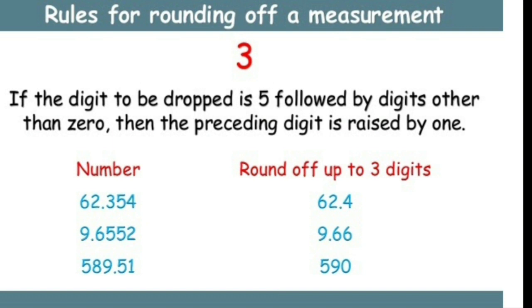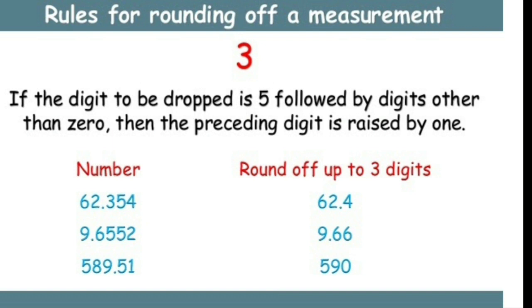Okay. So the number to be dropped is 5, but that 5 is followed by what? 4. So after 5 there are some digits. In such cases, that means the position where it is to be dropped, there the number 5 comes and that 5 is followed by some digits. In that case, the preceding digit is to be raised by 1. So in this case it becomes 62.4.